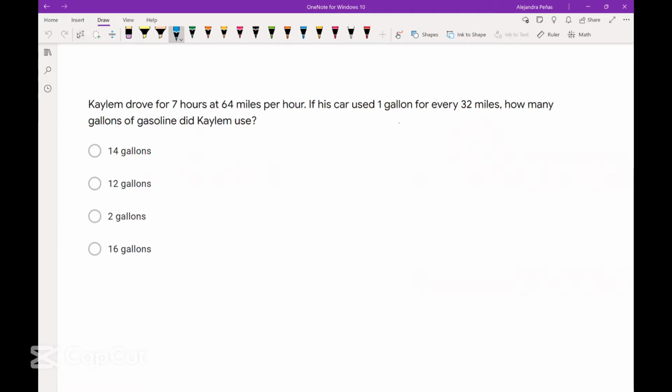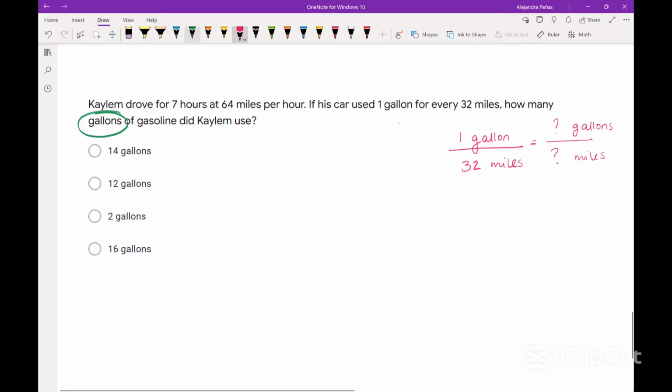So again, we are looking for gallons. So we have 1 gallon gives me 32 miles. And we're looking for gallons, and we still have no idea how many miles they drove. In the second, we have 64 miles for every 1 hour, and they drove a total of 7 hours.